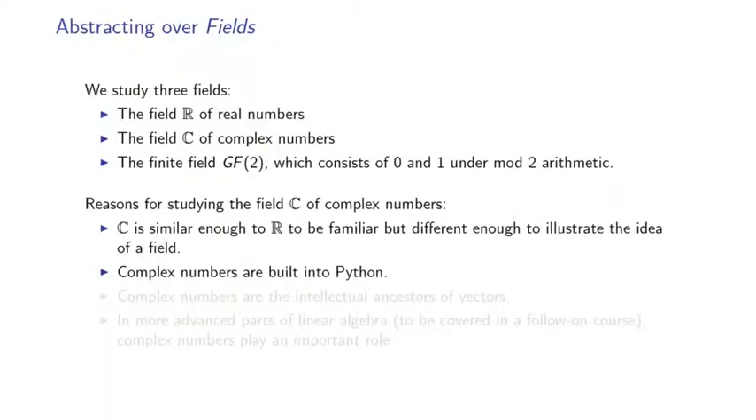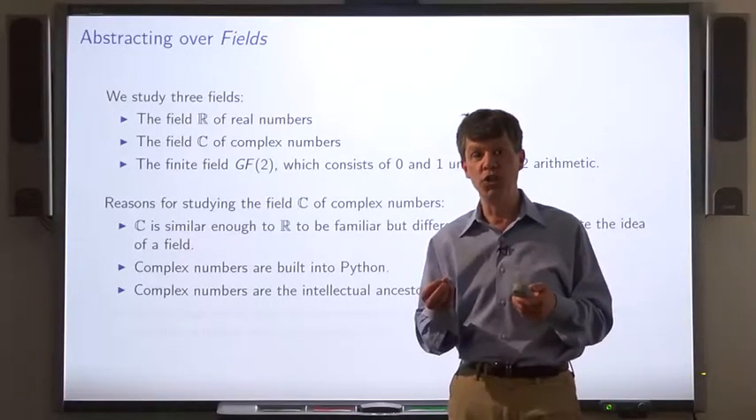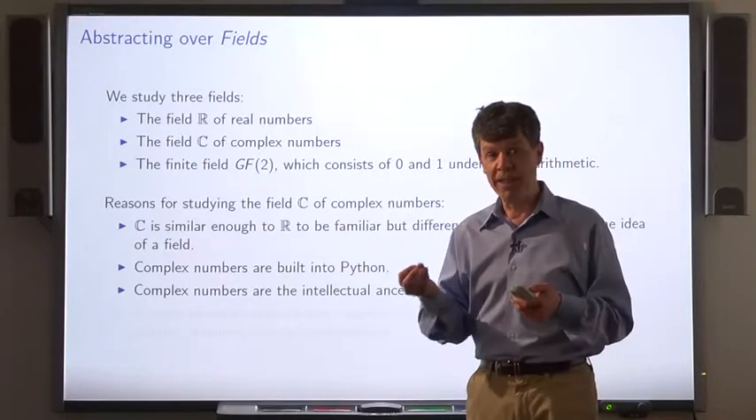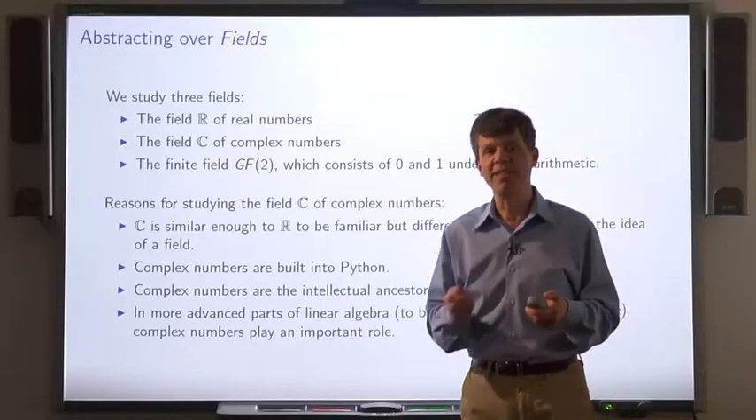Now, another reason that complex numbers are convenient is that they're built right into Python. Also, complex numbers are in some sense the intellectual ancestors of vectors. So some of the basic operations that we can do with complex numbers we'll later learn how to do in higher dimensions with vectors. And finally, in more advanced parts of linear algebra, complex numbers are essential.